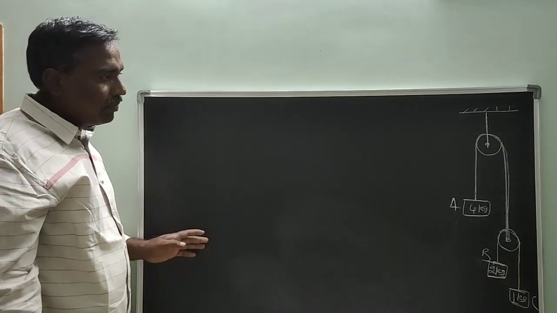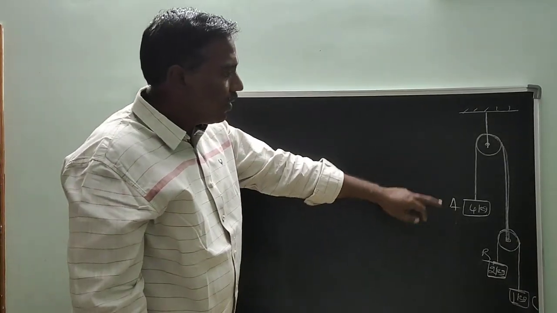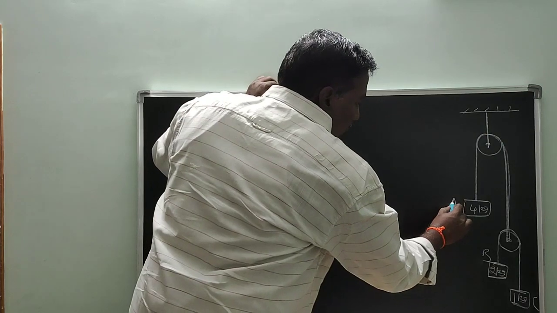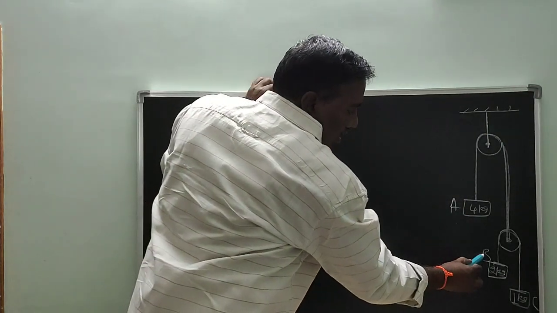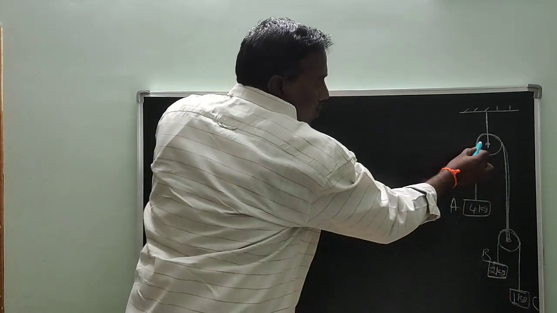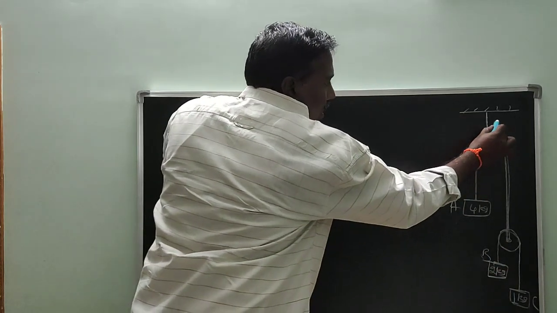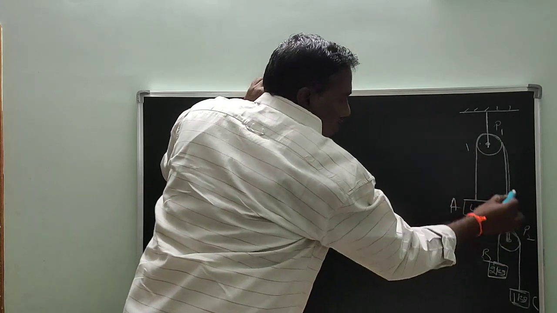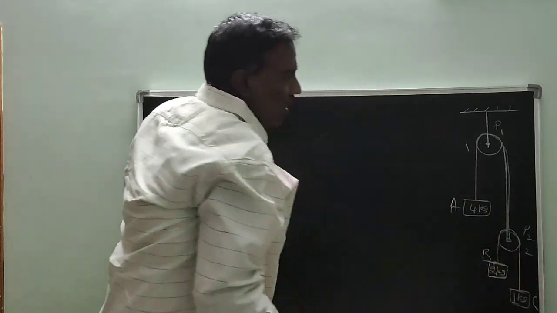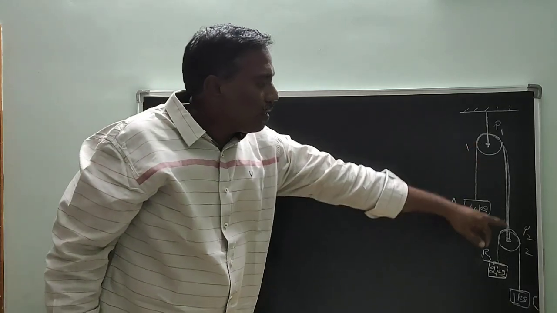Now a small problem on pulleys. Here are 3 blocks: a 4 kg block, a 2 kg block, and a 1 kg block. Here are 2 pulleys, pulley 1 and pulley 2, and 2 strings, string 1 and string 2. Both pulleys are ideal.